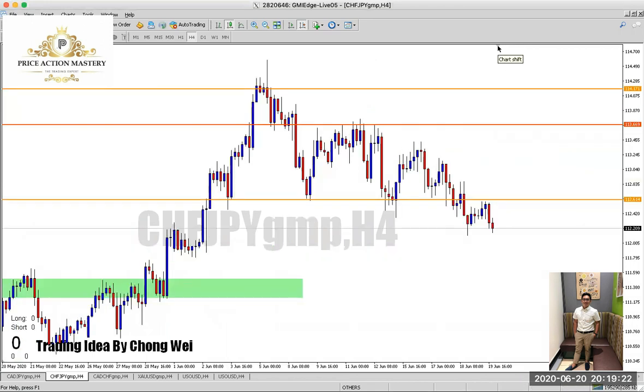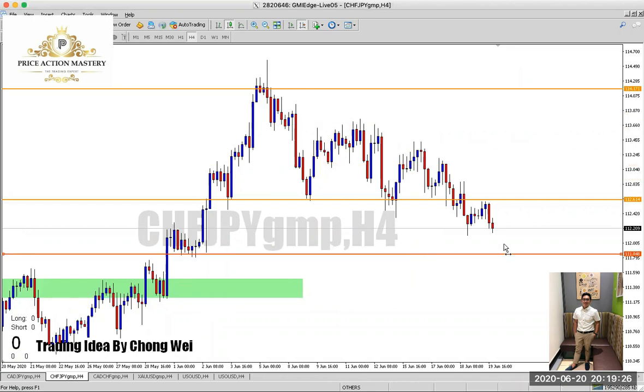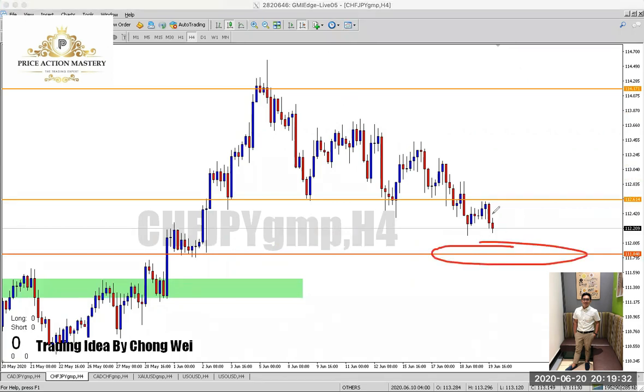And then another one is CHF JPY. We can see that the market is going to drop to this level, because of the buyer support level. This is support. So when the market drops to this level, a lot of buyers are going to enter and want to bring the market higher.